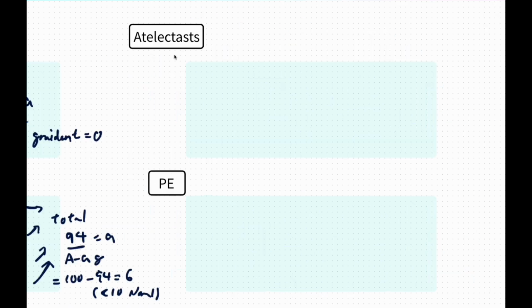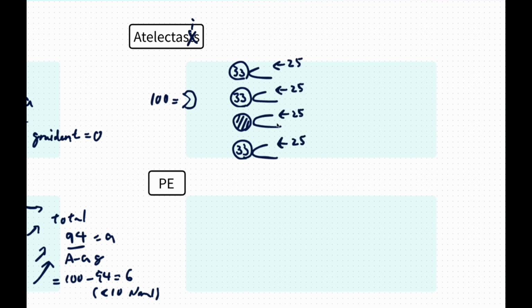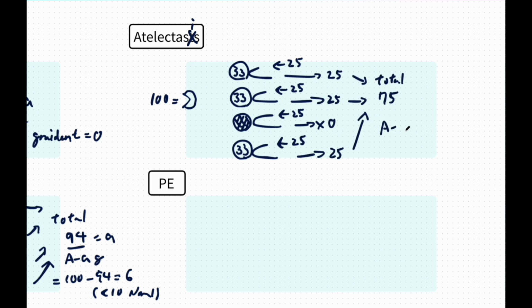First one is atelectasis. Atelectasis is caused by a collapsed alveolus. So oxygen distributes into the remaining open alveoli, about 33 units each. The collapsed alveolus receives blood, but no air, so there is 0 oxygen uptake. If the others take up 25 each, the total is 75, which means the AA gradient equals 100 minus 75. So the AA gradient is 25.